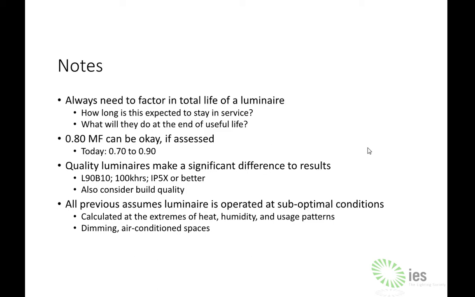So we need to consider that it's really important to factor in the total life of a luminaire more than anything else. How long is this luminaire expected to stay in service? Don't just get the L70 B50 50,000 hours or the 100,000 hours, whatever it might be, and say it'll last forever. How long is it actually expected to last?